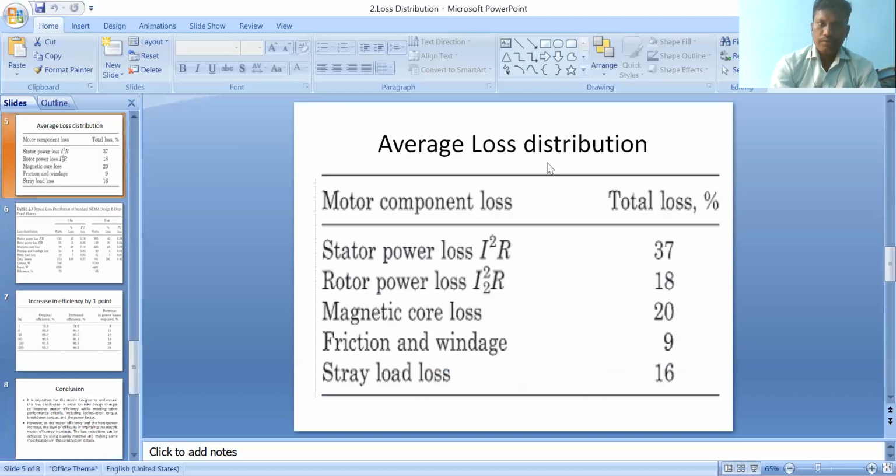Here, average loss distribution: motor component loss and total losses. What are the motor component losses? Stator power loss I square R, 37% of the total loss. Rotor power loss I square R, 18%. Magnetic loss, 20%. Friction and windage loss, 9%, and stray losses, 16%, like that. So these are the average loss distribution in a given motor, if you take any motor, not a standard motor.